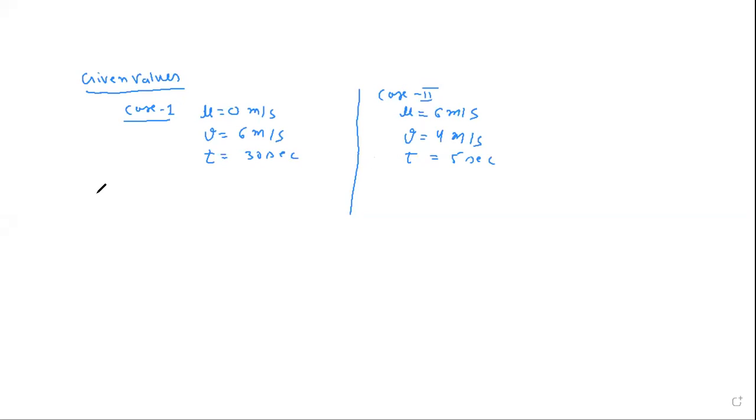Then we will write to find out what the numerical asks us to find out. So it asks us to find out acceleration in both the cases. We have to find out acceleration. So if we do it cleanly till this time, we will clearly know what is given. We will clearly know what is to be calculated. And then we will write formula. So formula is v minus u by t.